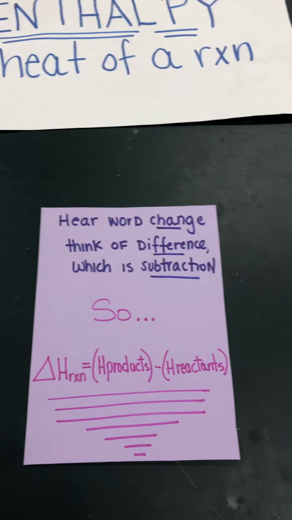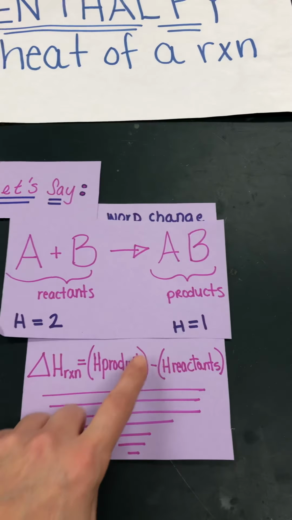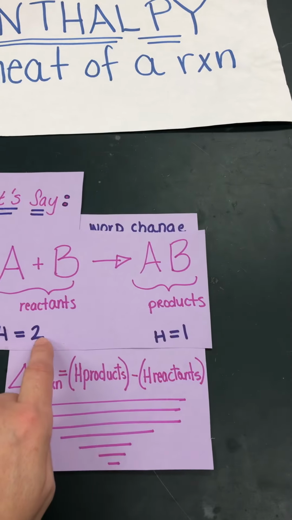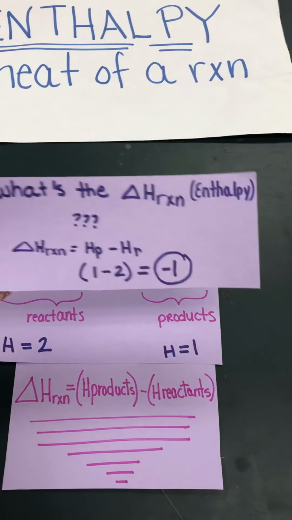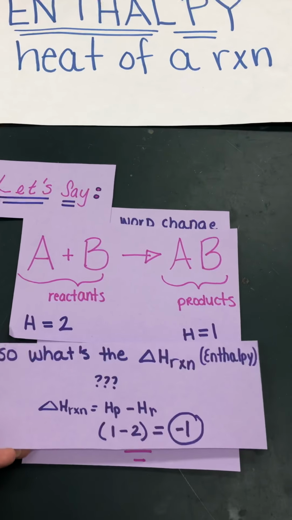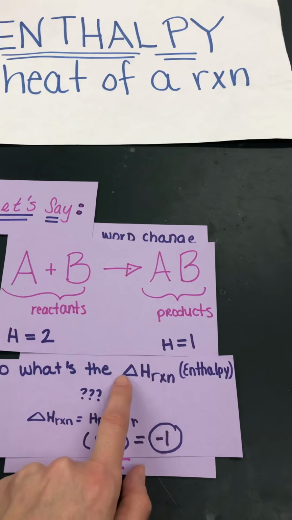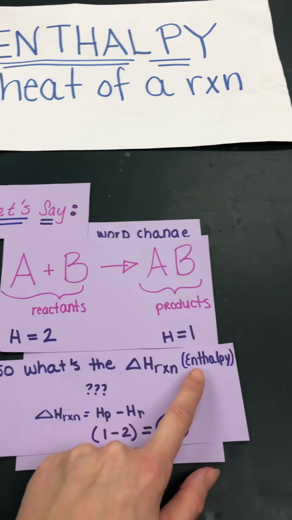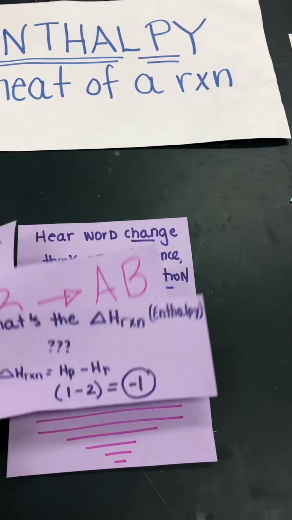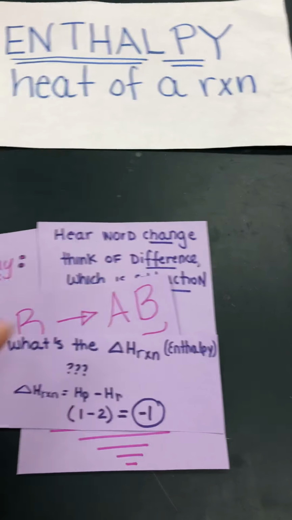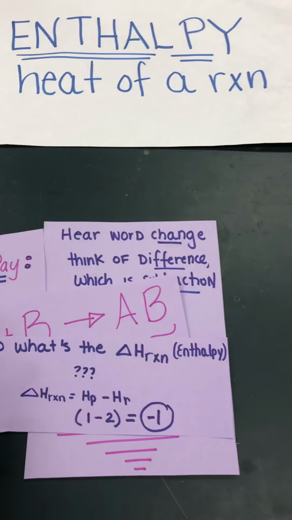So if I take a look here again and apply this equation, I know my products have a heat of 1 and my reactants 2. I can subtract those from each other. So here we go, right? 1 minus 2, and I get a negative 1. So my change of H for this reaction, again, my enthalpy for this reaction is negative 1. Or in other words, my heat of my reaction, that this reaction's heat associated with it, its overall change is negative 1. Okay, well, what does negative mean?